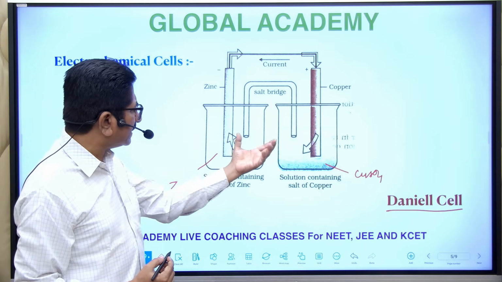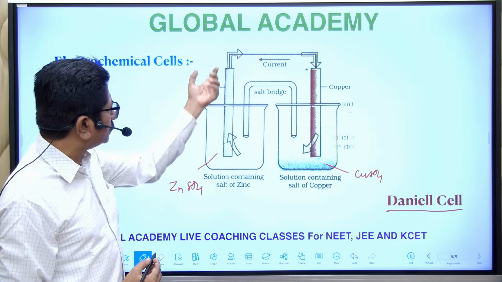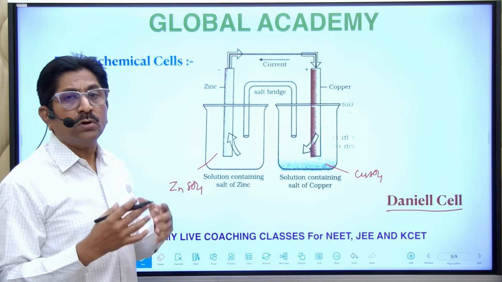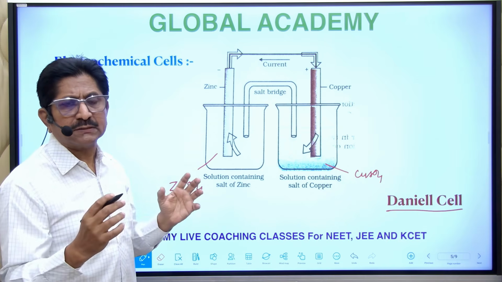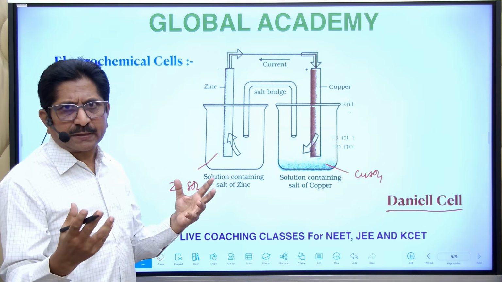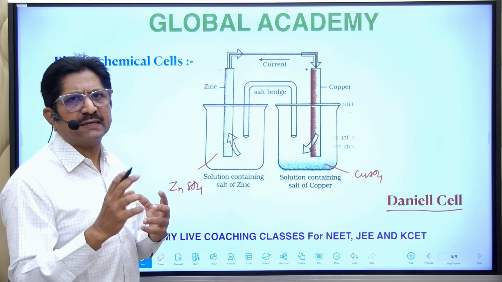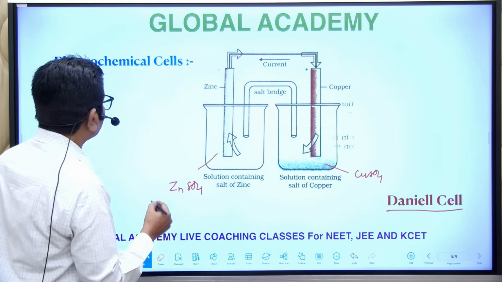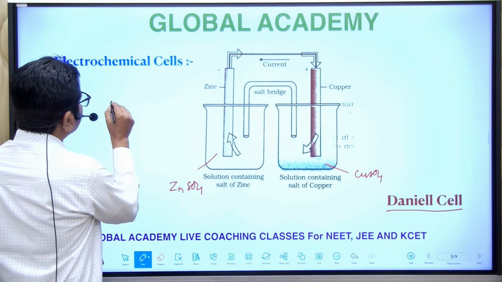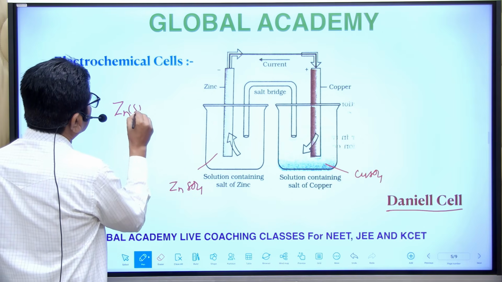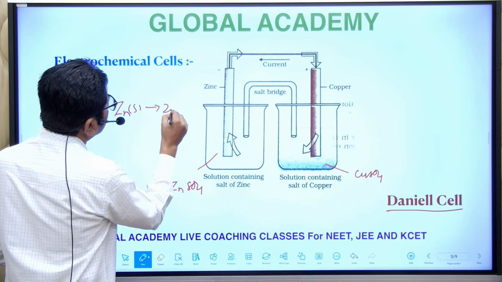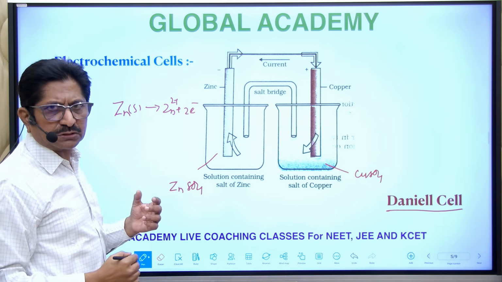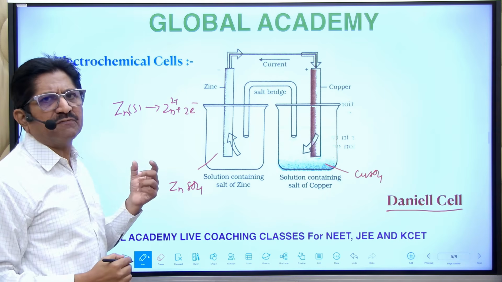Zinc sulfate solution where the zinc rod is dipped, and copper sulfate solution where the copper rod is dipped. Now, when you dip them and connect them, what happens? Two reactions take place. One is oxidation and the other is reduction. Now, how do the reactions take place? Let's see. In the zinc electrode, zinc solid gives Zn2+ plus 2 electrons. This is called oxidation, the oxidation half reaction.